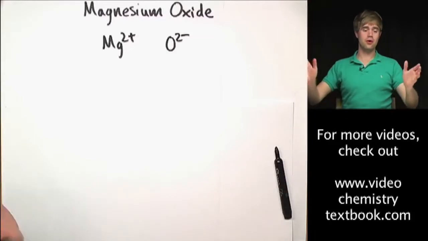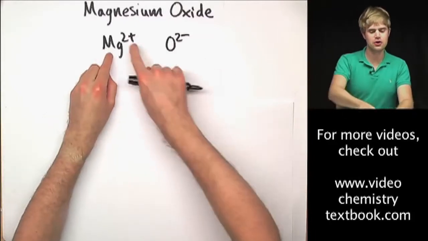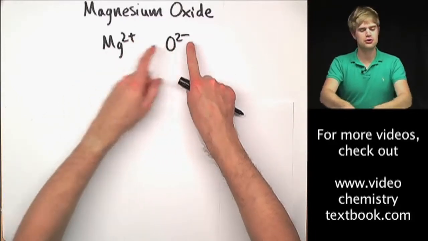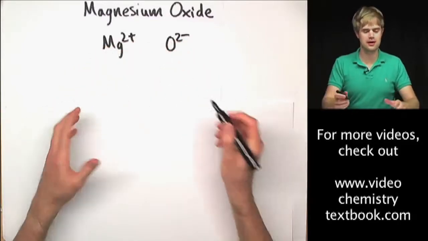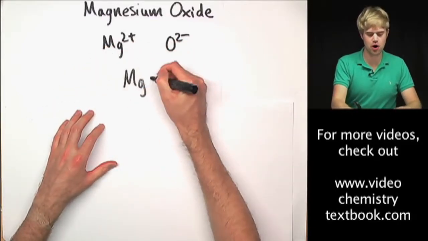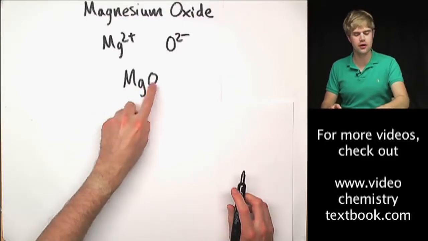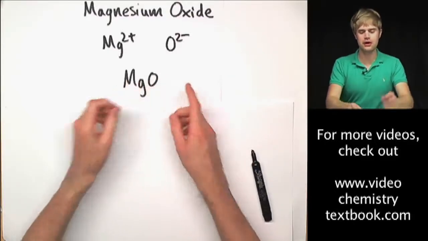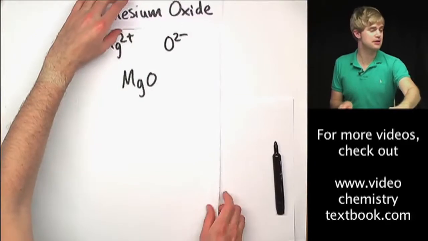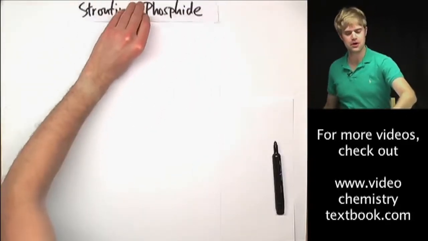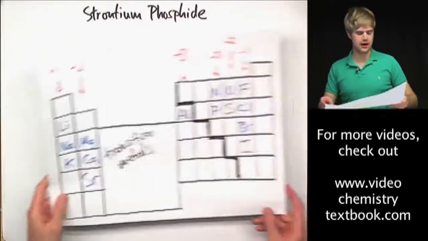Oh, they're already balanced out. I have 2+ here and 2- here, so I don't have to add more of either one of the atoms. So I can just write MgO. Remember, don't write Mg1O1. Without a number here, it just means you have 1 atom. So that's magnesium oxide. And finally, strontium phosphide.